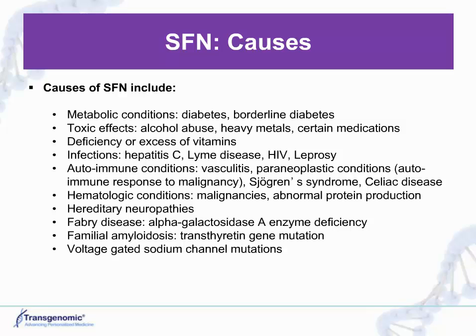At this point, a sampling of potential causes of small fiber neuropathy include various metabolic conditions such as diabetes or even borderline diabetes, toxic effects including alcohol abuse, heavy metals, and certain medications, deficiencies or excesses of certain vitamins, certain infections, autoimmune conditions, hematologic conditions, hereditary neuropathies, certain other hereditary conditions including Fabry's disease, familial amyloidosis, and a more recently uncovered cause known as voltage-gated sodium channel gene mutations.